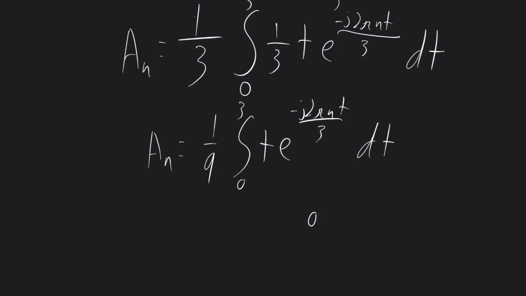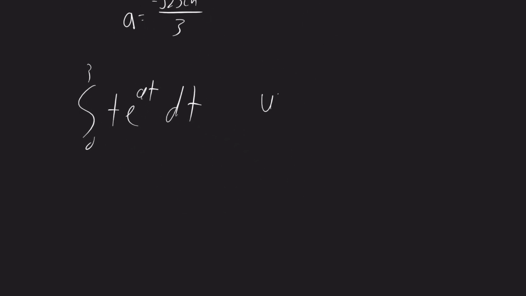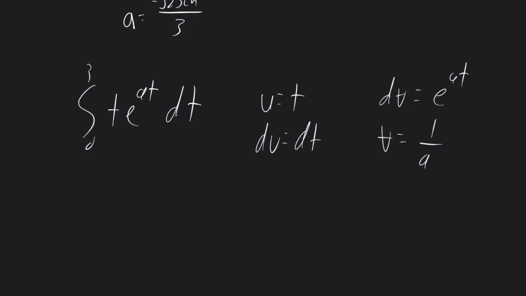I'm going to do just a quick substitution. I'm just going to say a is going to be negative j times 2 pi n over 3. That way I can solve this integral a bit easier. It'll just be t e to the at, which we can use integration by parts to solve. I'll let u be t, so du will be dt, dv will be e to the at, so v will be 1 over a e to the at. It'll be uv minus the integral of v du.